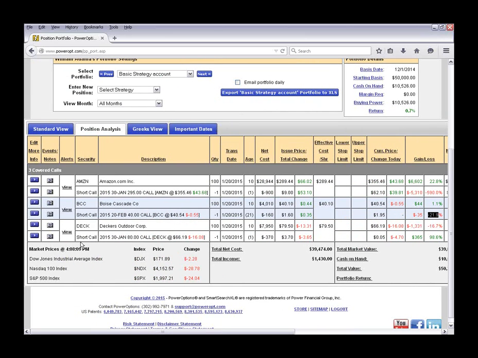Now, the most important thing to me is that any time you're opening a new trade, whether it's a covered call, a long put, a married put, a collar, a spread, whatever the position is, you always want to have your trading plan set before you enter a position.